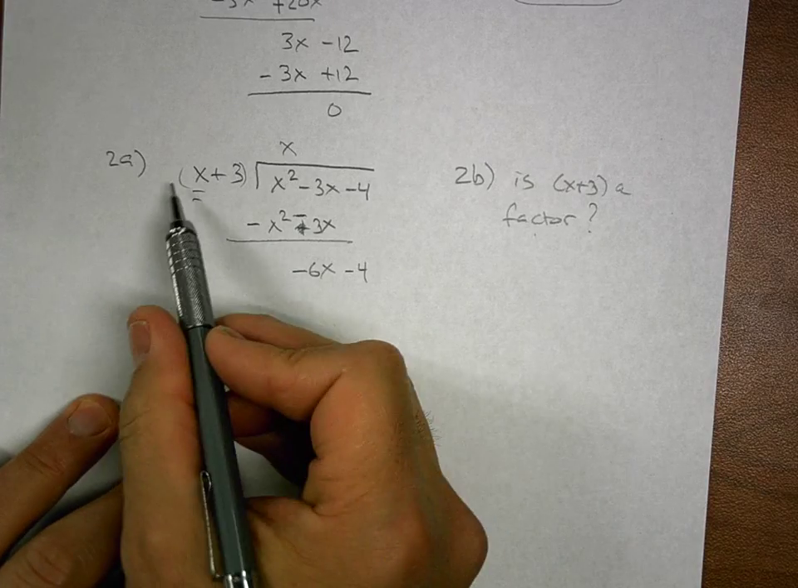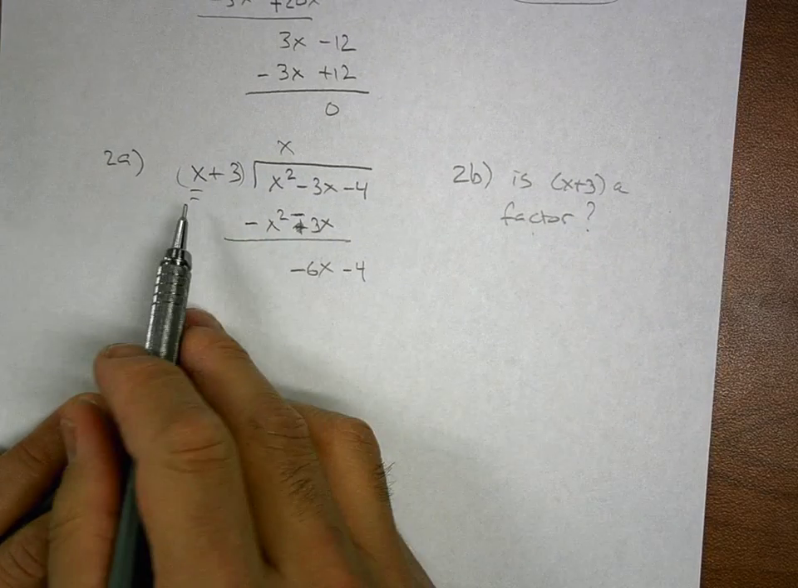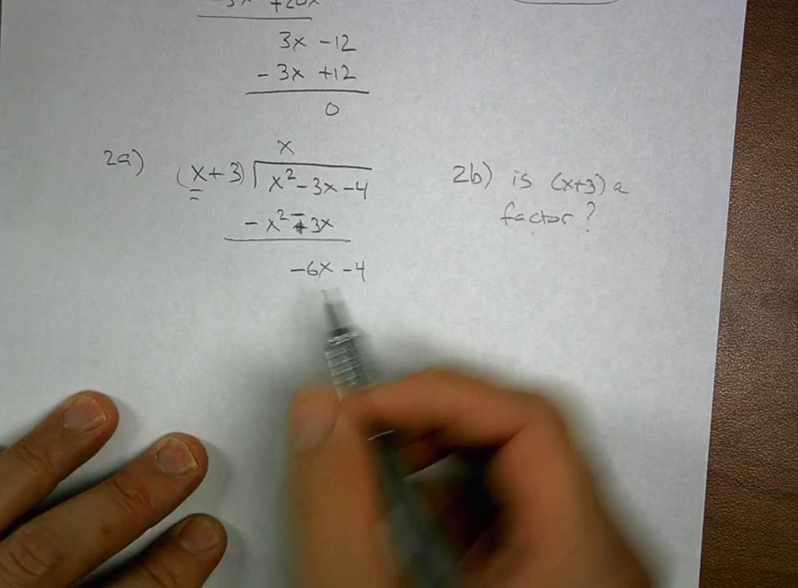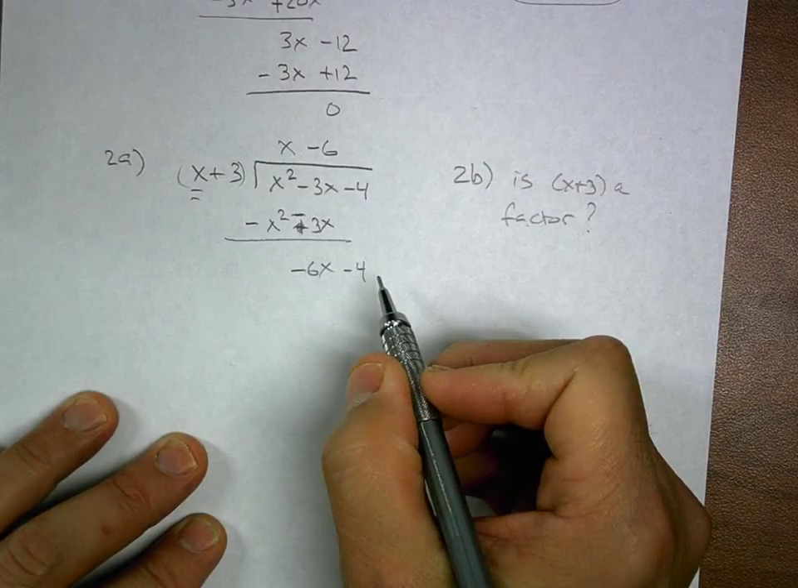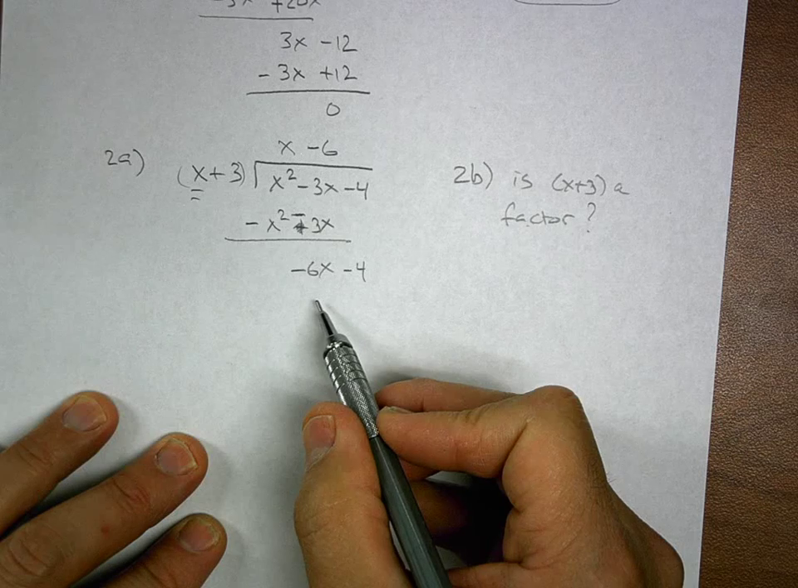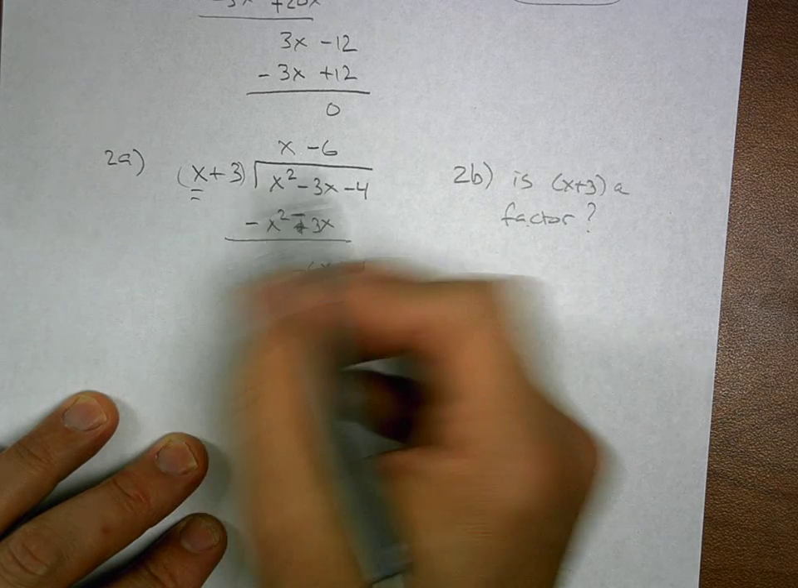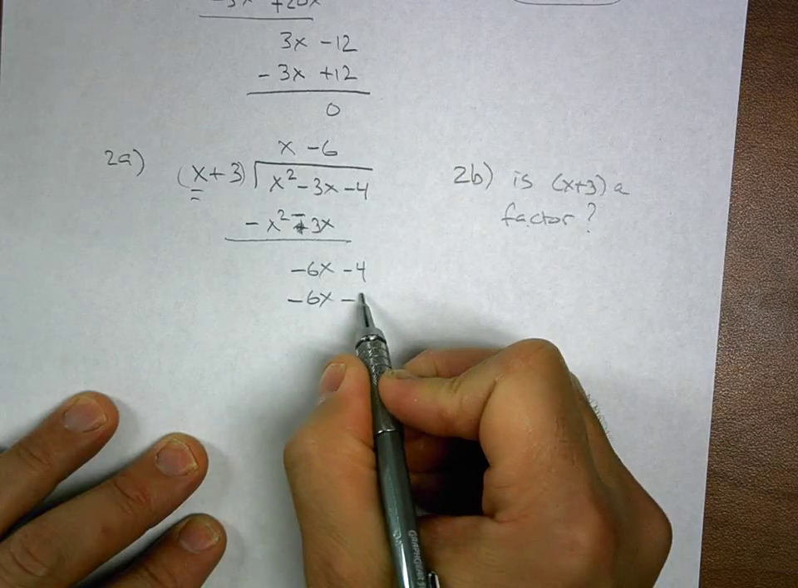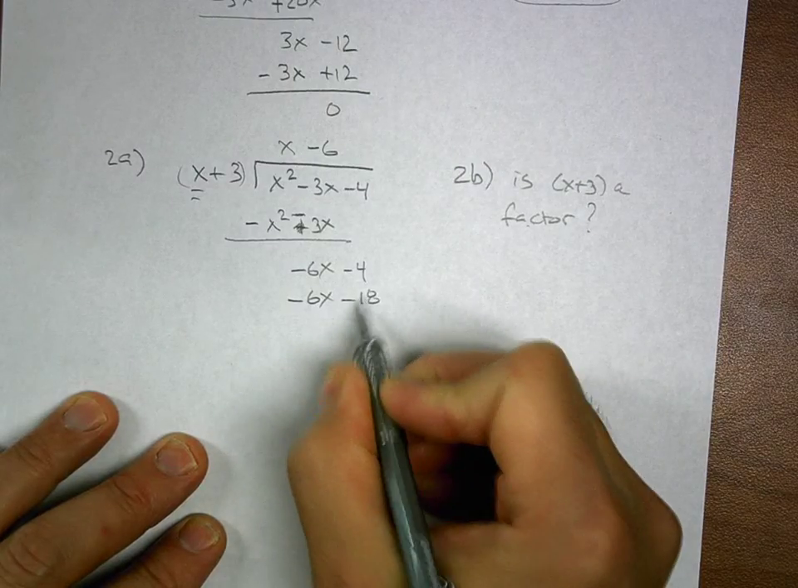Okay, we just divide in there again. So what do we have to multiply x to get negative 6x? Minus 6. So minus 6. And then we multiply. Make sure you distribute. So we have negative 6x minus 18. There we go.